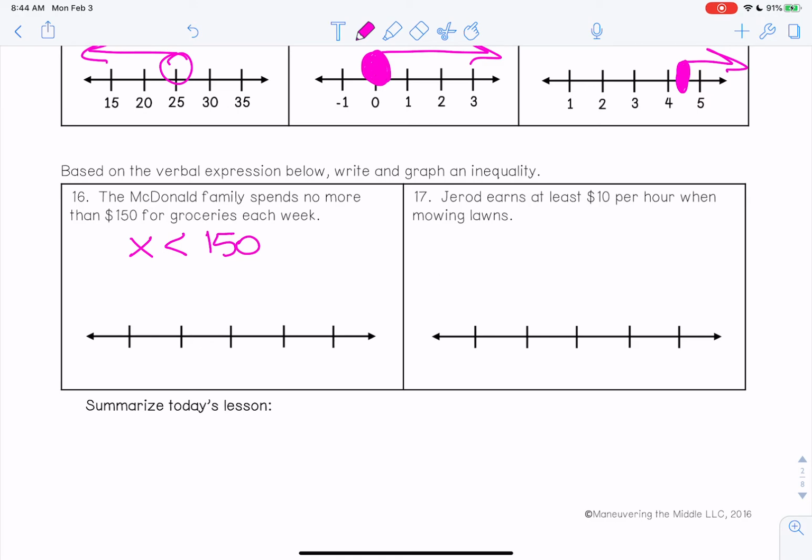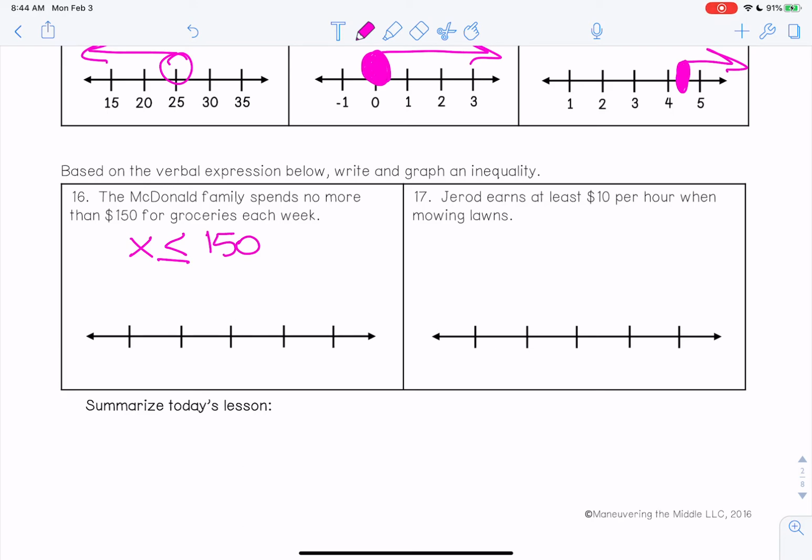Could it be less than 150? Absolutely. So x is definitely smaller than 150. Could it equal 150? Yes, it could also equal 150. They just don't spend more than 150. So they can spend $150 or less on groceries a week. So x is going to be less than or equal to 150.